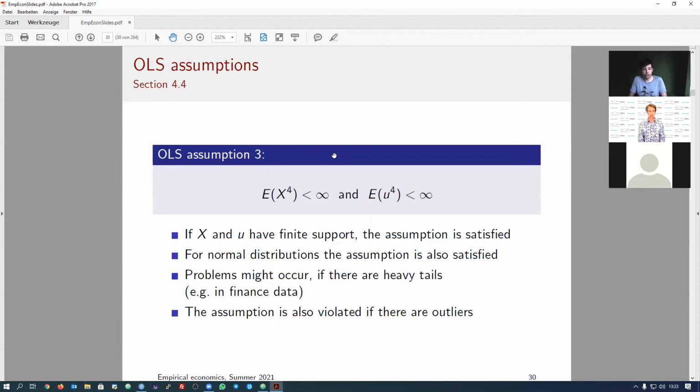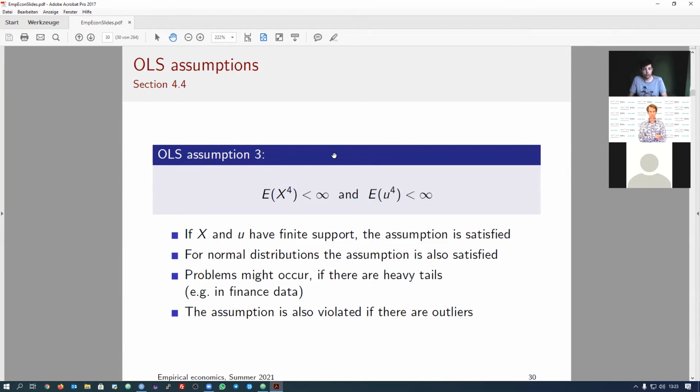And the third assumption, a rather more technical assumption that we need in order to get the errors of our regressors themselves, is that the fourth moment, or the expectation of x to the power of 4 and the expectation of u to the power of 4, that these are finite. This assumption is always satisfied if x and u have finite support.